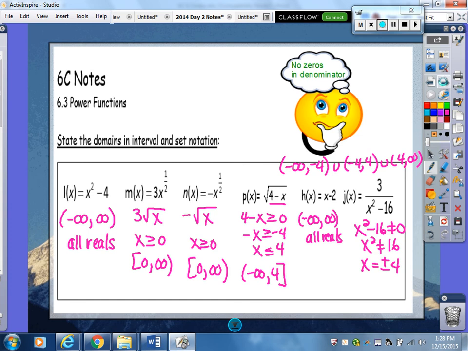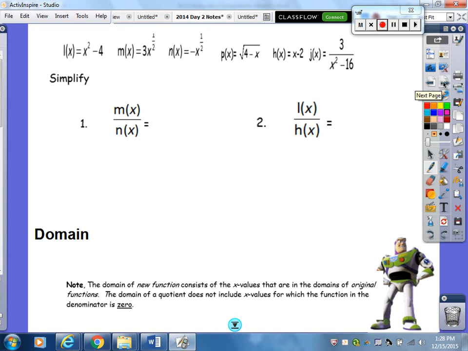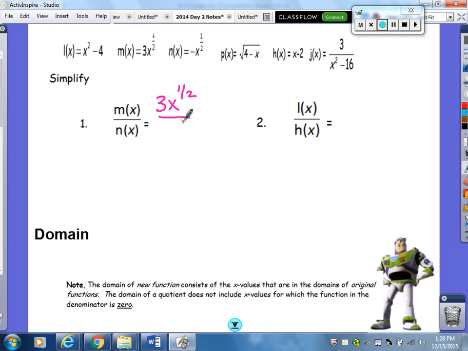All right. Now, adding and subtracting we've done before. Let's look at something that we haven't done much of. Let's look at division. So we're going to make a new polynomial, m of x over n of x. Well, this is not necessarily a polynomial because square root of x is not a polynomial. I should say function instead of polynomial. All right, m of x is 3x to the 1/2, and n of x is the opposite of x to the 1/2.